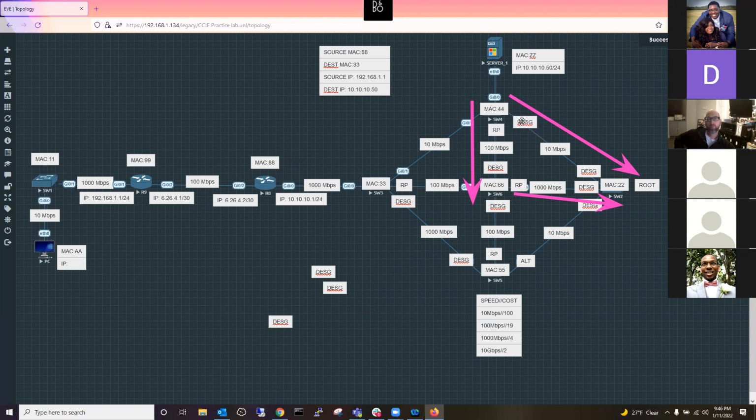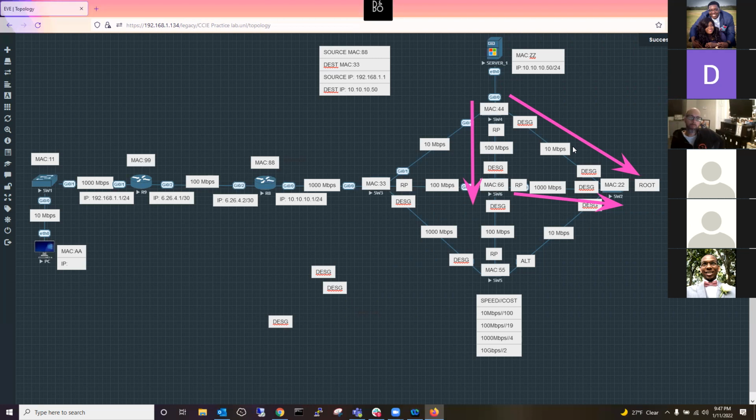Okay. Why? To stop the loop. Let me see here. Because it's another option to get to root, and it's a redundancy, because I can go from my switch to switch 6 to switch 2, which is the lowest cost, and I can also get there by going to switch. Stop right there.